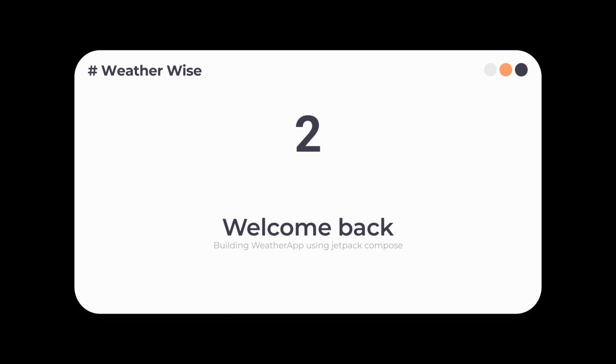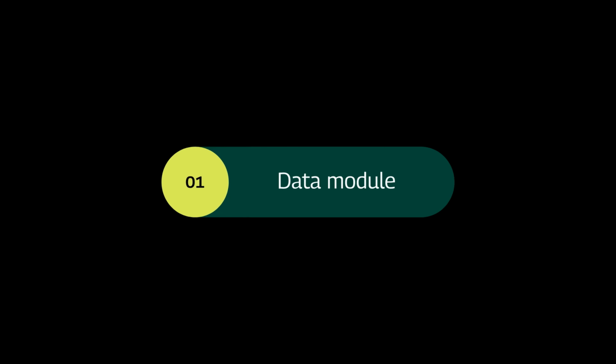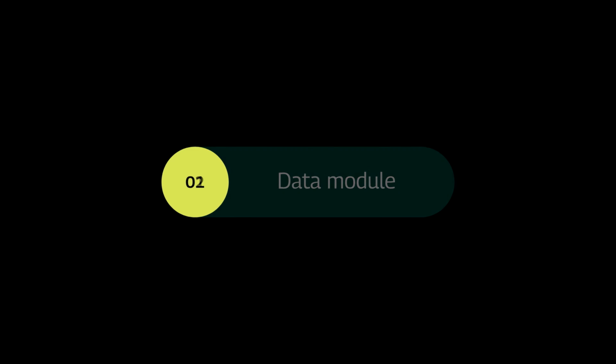Hi, everyone, and welcome back to part two of creating a weather app using Jetpack Compose and Clean architecture. Here's a quick recap of what we did in part one. We started with our data module, where we created our repository, set up Firebase and maps, and finally integrated Retrofit with our API service class.